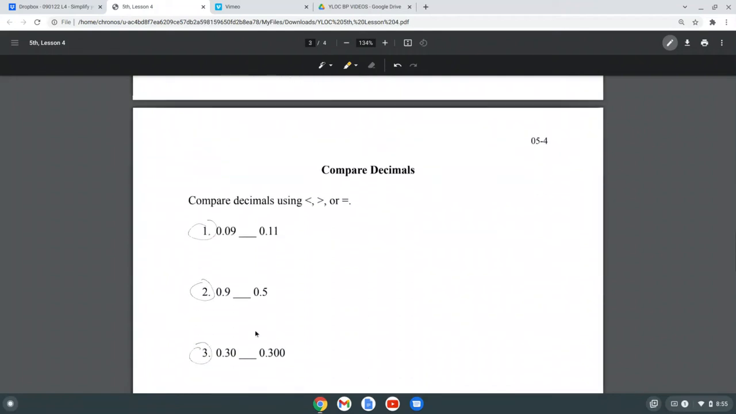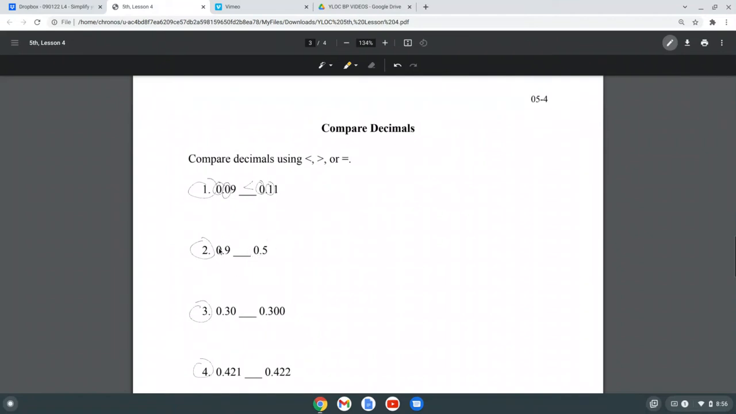Compare decimals, 0.09 and 0.11. Let's look at the ones and then the tenths place. Here we have 0, and then we have 0 and 1. 1 is greater than 0. So 0.09 is less than 0.11.